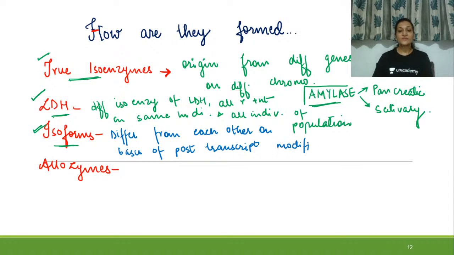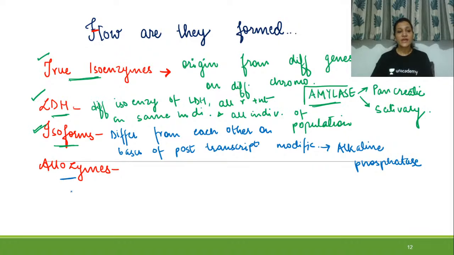Right? So as we are seeing the example of each and every one, what is the example of isoforms, which undergo post-transcriptional modification? The example is alkaline phosphatase. They are different from each other just on the basis of post-transcriptional modification, right?